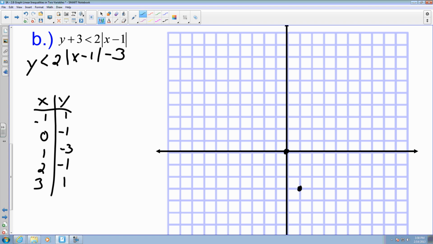So if I plot these points, negative 1, 1, 0, negative 1, I've already got the plotted point 1 comma negative 3, then 2 comma negative 1, 3 comma 1. And this is a dashed line.